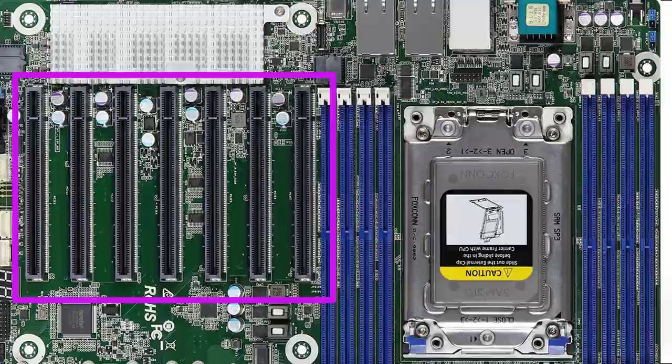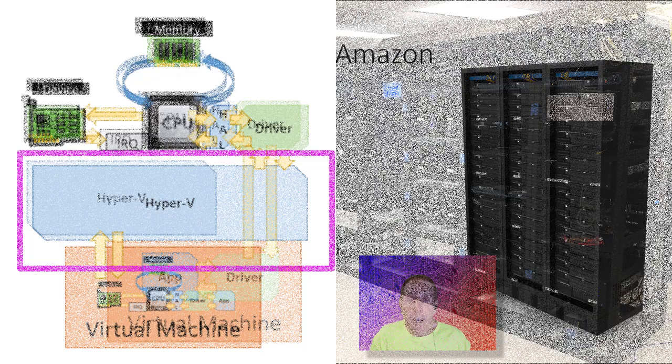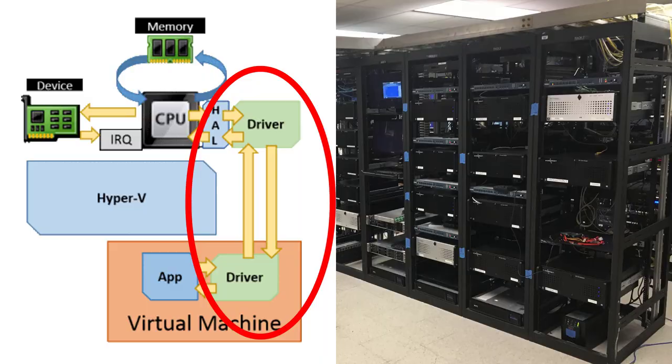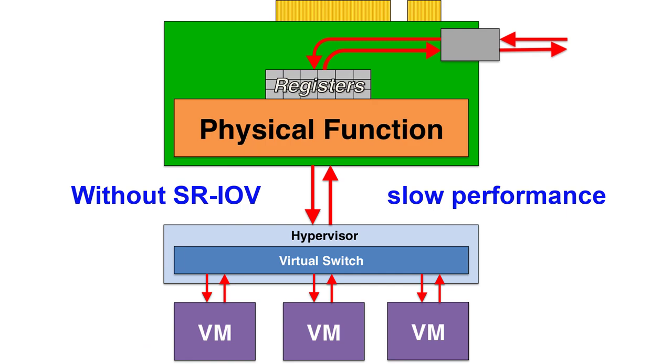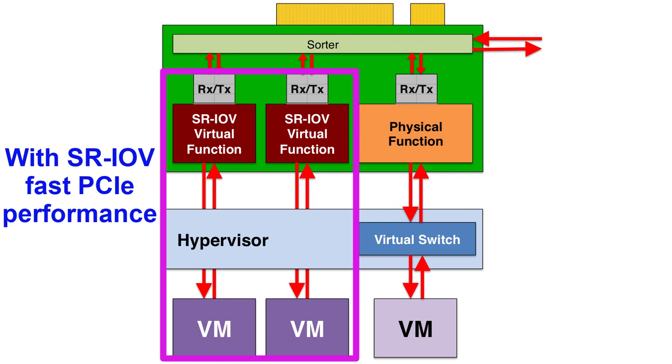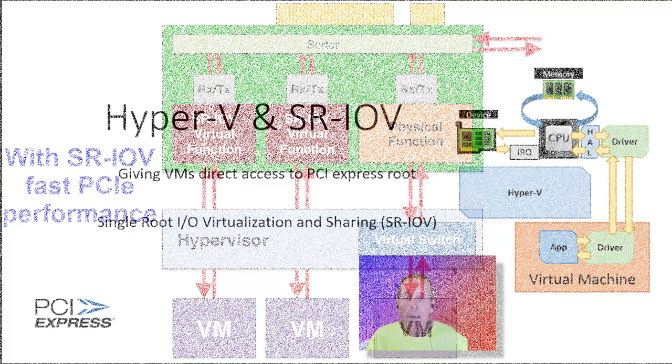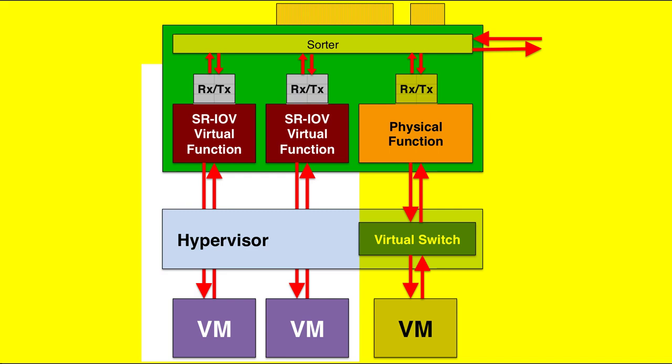So single root I/O virtualization was born. This meant a lot of serious engineering. Chips had to be designed. Firmware had to be rewritten. CPUs had to support it. Drivers and devices had to be baked in with this technology. But now, with single root I/O virtualization, each VM can see the PCI bus root as bare metal, and it can be shared among VMs. So this is big. Hyper-V and single root I/O virtualization. Giving those virtual machines direct access to the PCI Express root made all the difference.